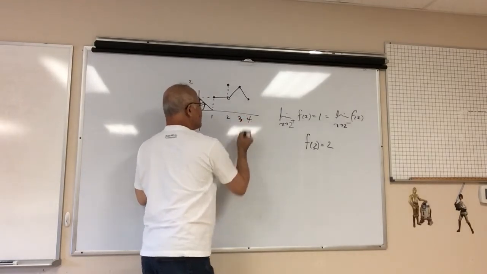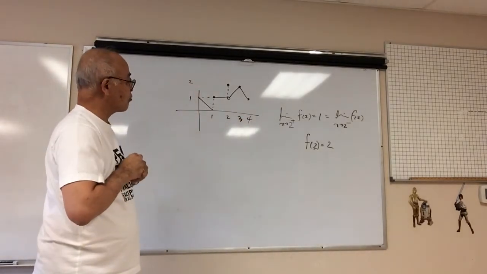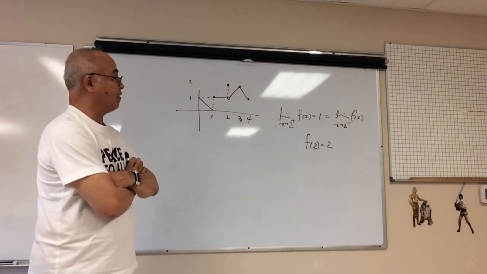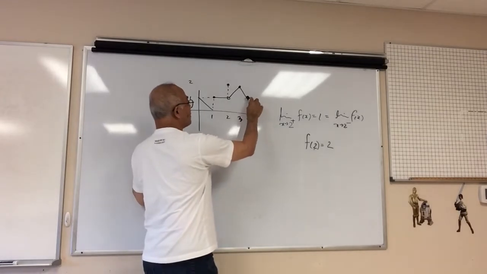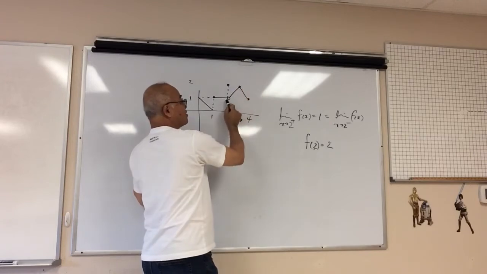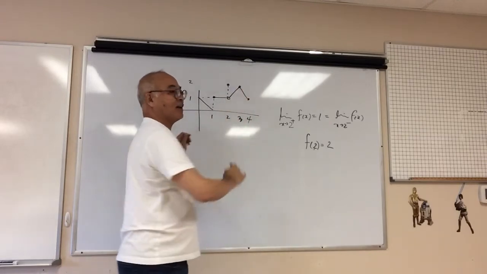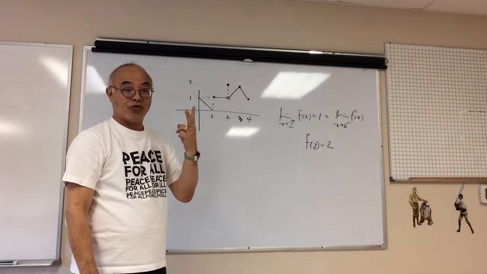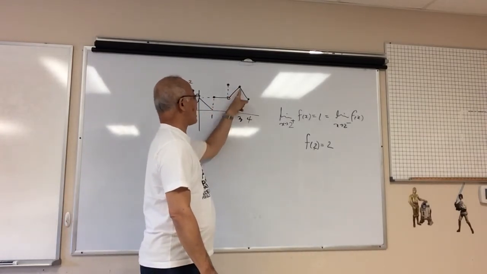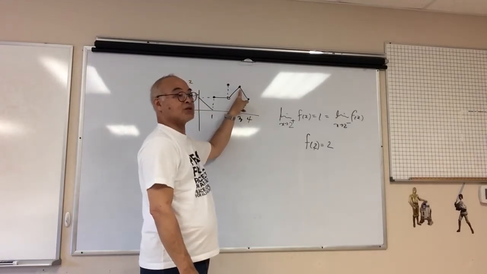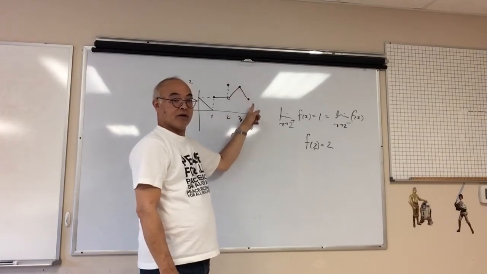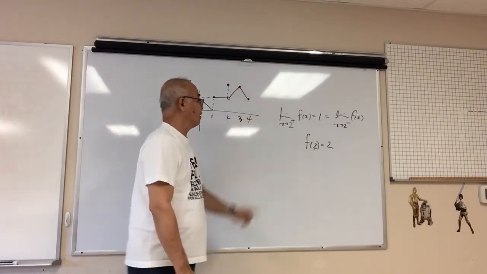At 3, my right-hand limit is what? 2. From the right-hand side, I'm coming this way, so it's going to be 2. Over here on the left-hand side, it's also 2. So we have a real limit there, and you have the value that coincides with that limit. Therefore, there is actually a continuity here. Okay? So they're both the same.